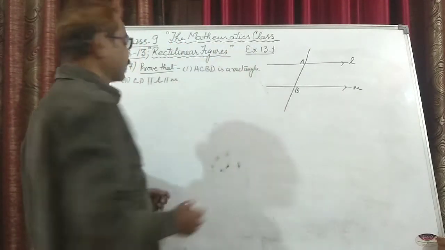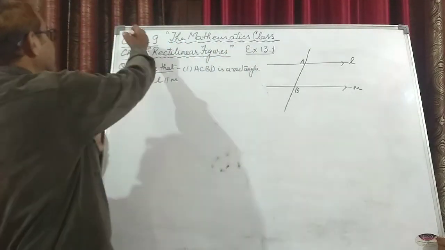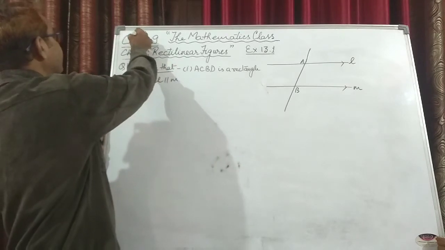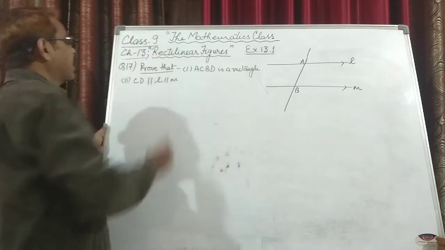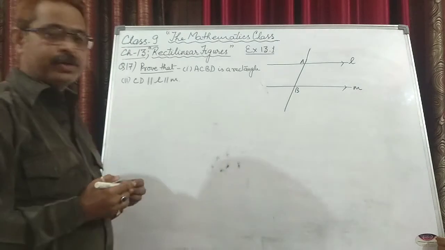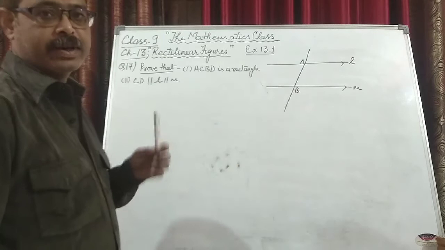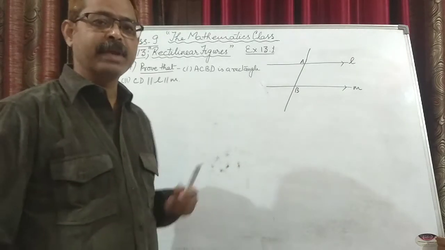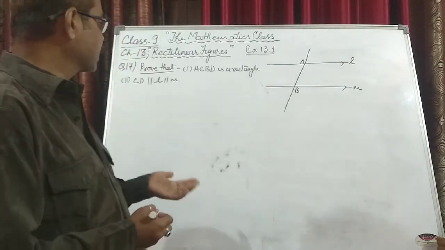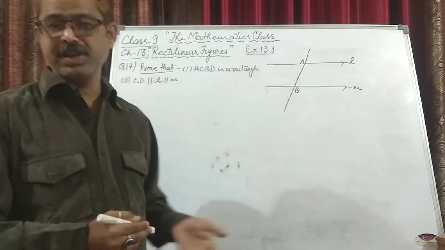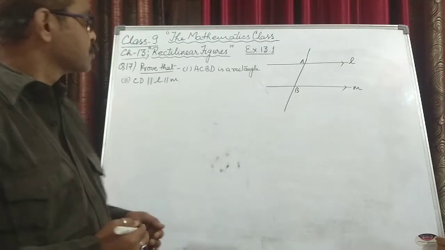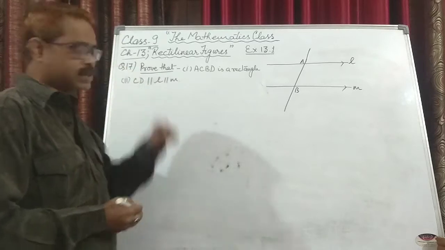The mathematics class. This class is for class 9 and we are continuing with chapter 13, Rectilinear Figures, and we are following the textbook, that is M.L. Agrawal. In the previous class we have done up to question number 16. So now today we are starting with question number 17.